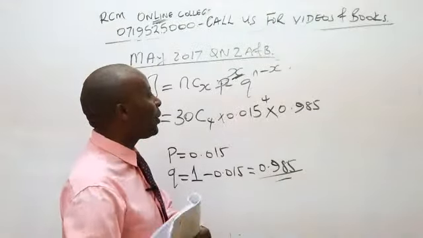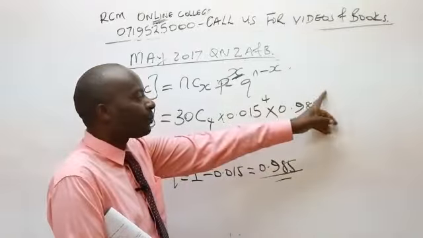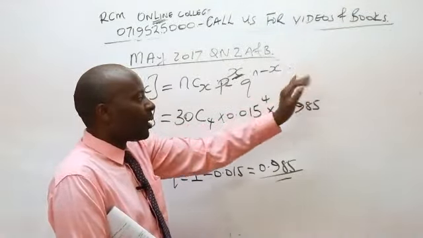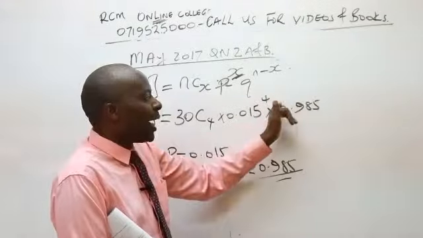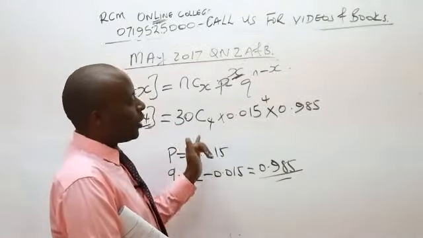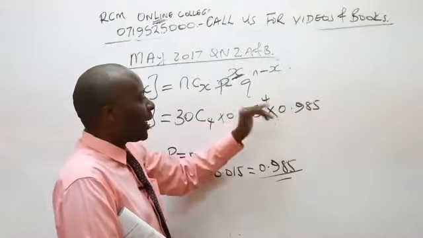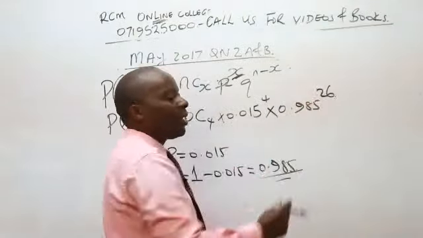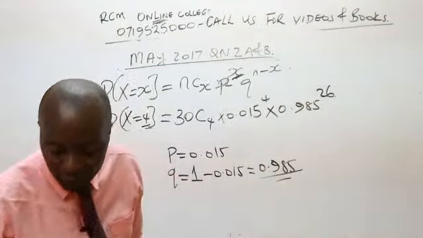Now, ladies and gentlemen, listen here. The most important thing is for you to know that this power has to be complementary. The two powers added together must always add up to this 30. So to get the new power here, simply take 30 minus this 4. So in this case here, we have 26 like that.